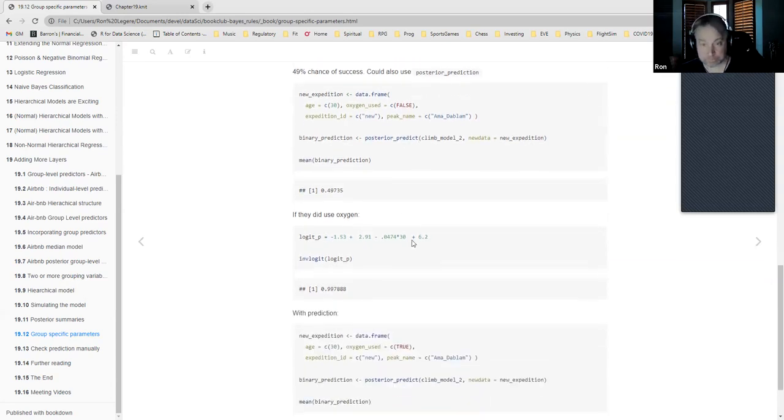And I mention that because I say, well, what if he did use oxygen? Now I put the oxygen tweak in there, 6.2. And I find out, hey, it's almost a sure thing. This guy can't fail, right? 99.8% chance of success.